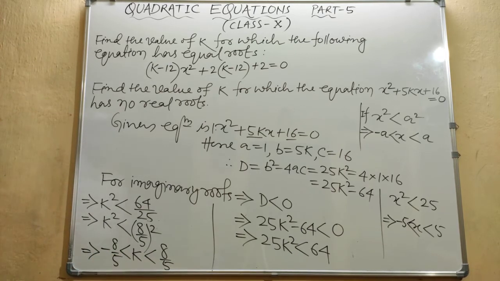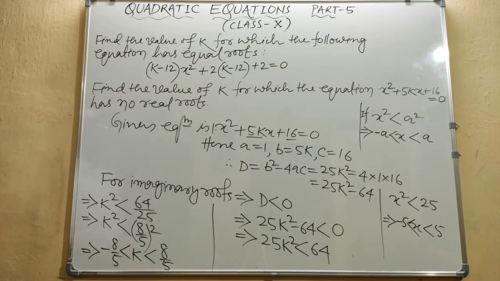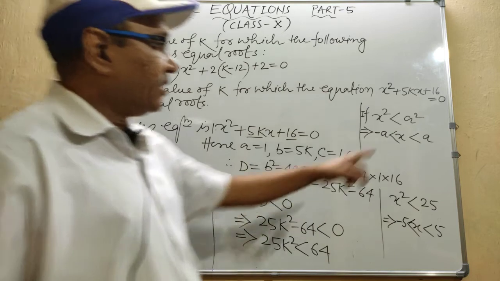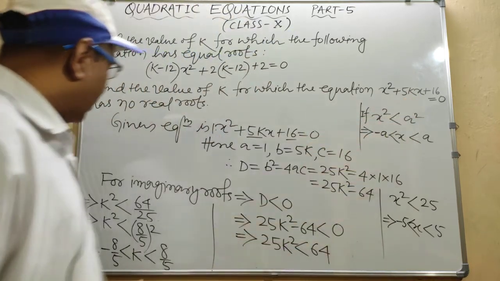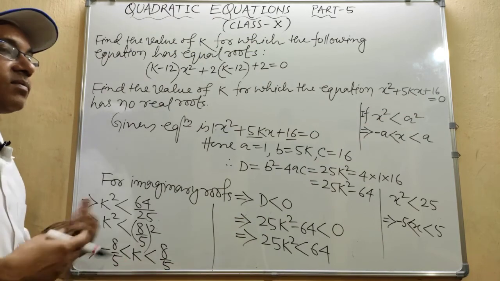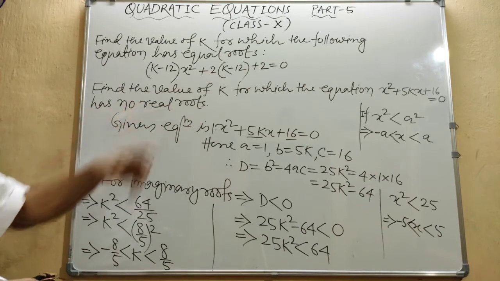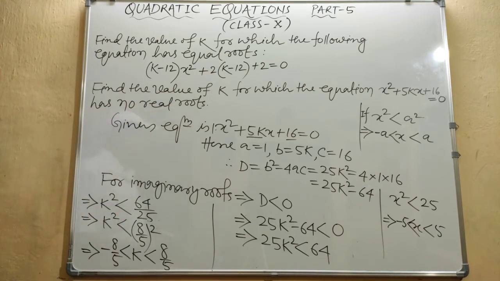K should be less than 8 by 5 and greater than minus 8 by 5. ये होना चाहिए k का वैल्यू. Find the value of k for which the equation x square plus 5kx plus 16 has no real roots. For that, ये जो k है, इस k का वैल्यू 8 by 5 से छोटा और माइनस 8 by 5 से बड़ा कोई भी नंबर आप ले सकते हैं. तो इस इक्वेशन का रूट्स रियल नहीं होगा, इमेजिनरी होगा.